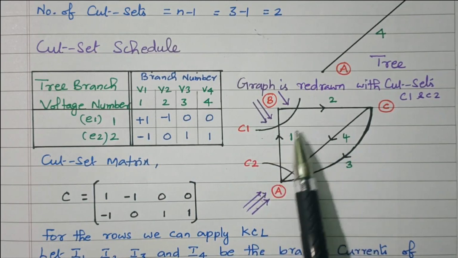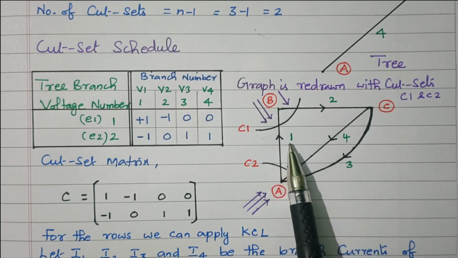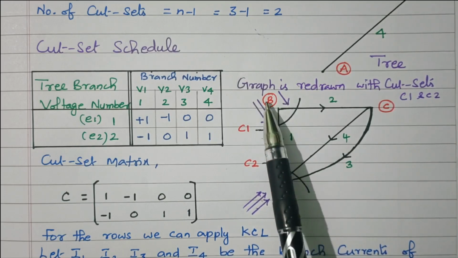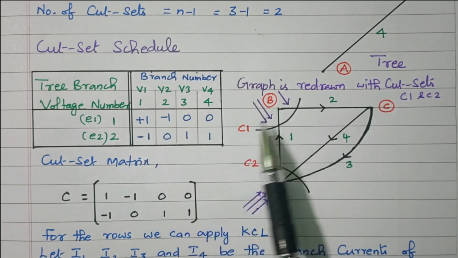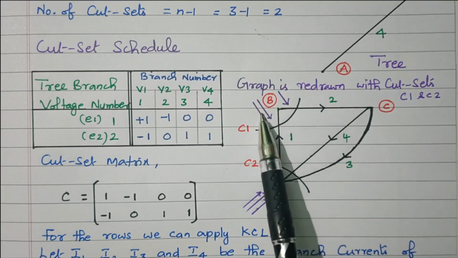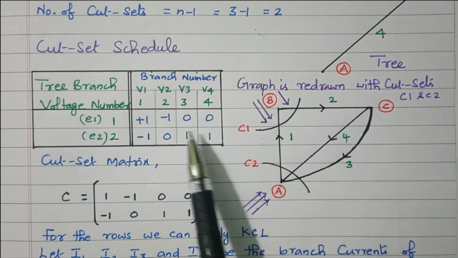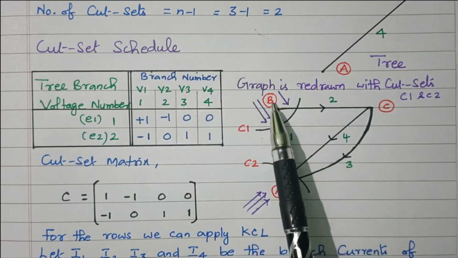Here 1 and 2 are connected. See the direction: the direction of branch 1 and the cut set are opposite, so it is +1. The direction of branch 2 and the cut set are the same, going this side, so it is -1. Branches 3 and 4 are not connected with C1, so 0.